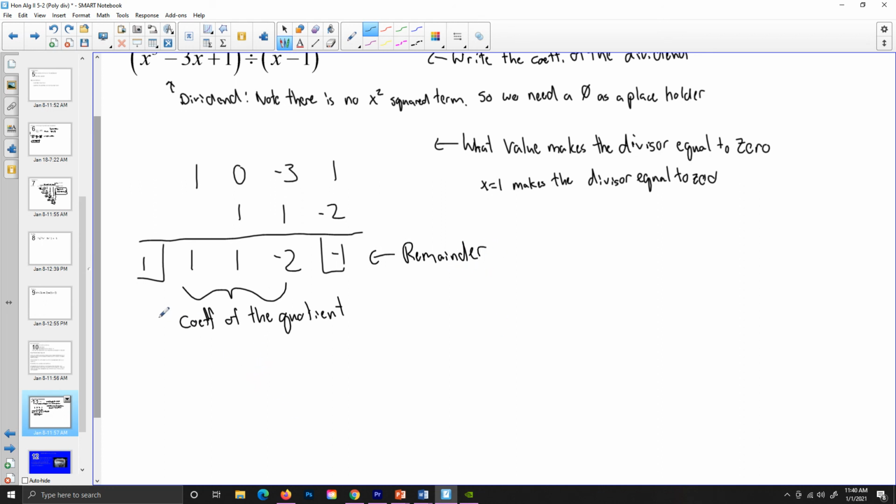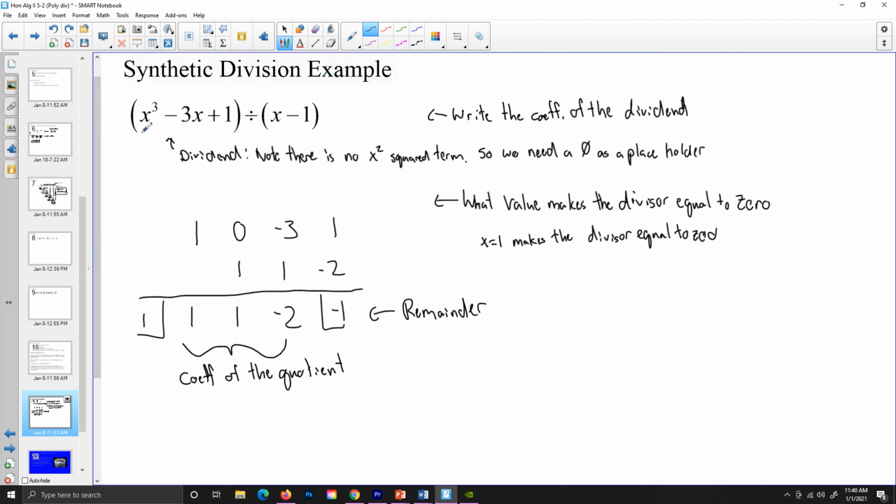All right, since we started this dividend with x to the third, our quotient will start with an x value that is 1 degree less than the one above it. So we'll have a 2 there. So it will be 1x squared plus 1x minus 2. We'll finish with -1 over our divisor, which is x minus 1. And that is our synthetic division.